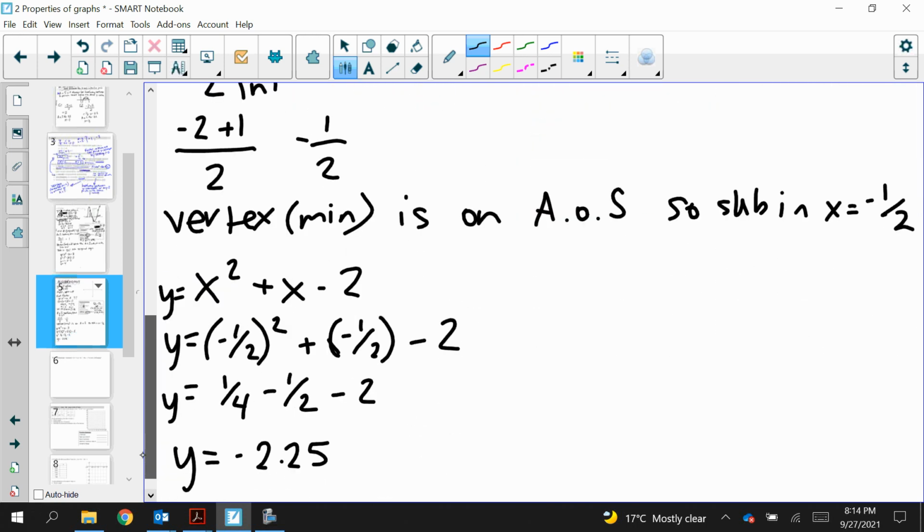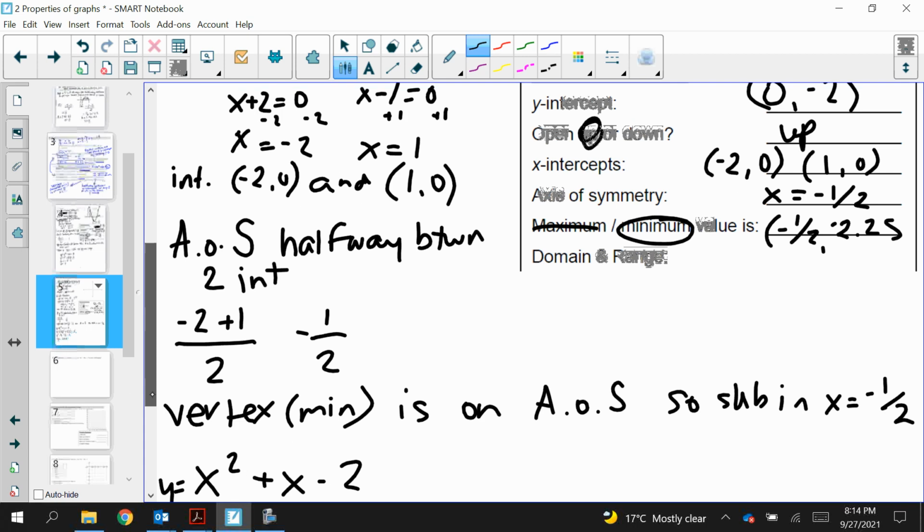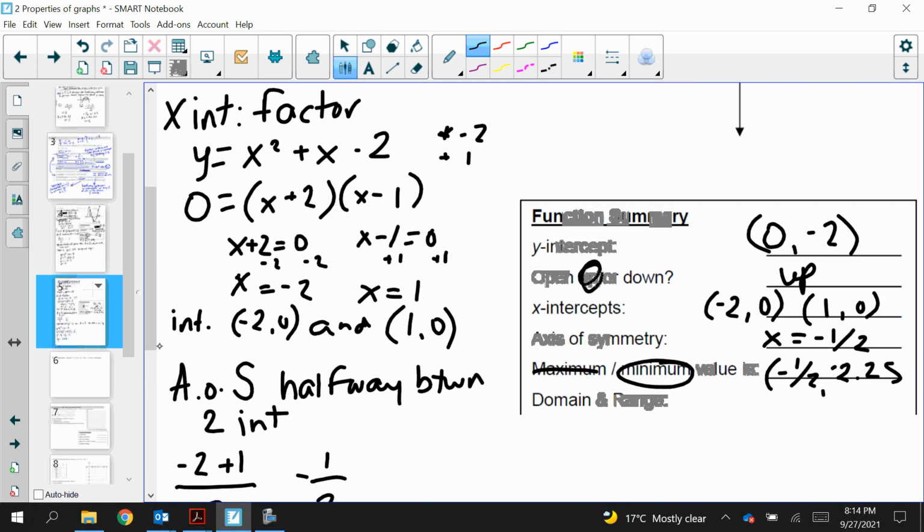And our domain and range. So it's probably easiest to graph that, and then it's really easy to view. We know our domain for something like this. It's going to be x is an element of the real number system. Our range, actually you don't even need to graph it. So since we have a minimum value, we know we're going to need to say that y needs to be greater than or equal to the y value of the vertex.